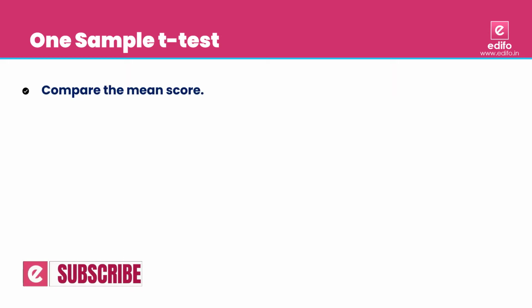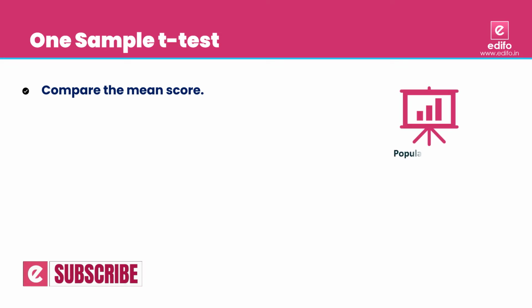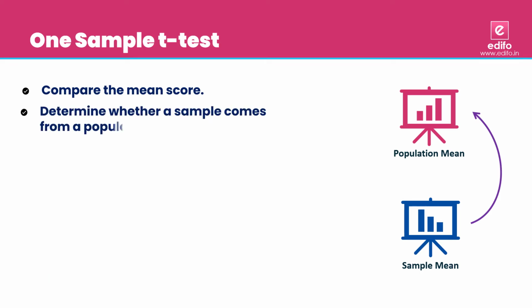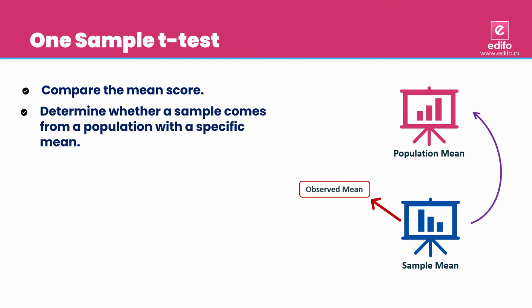One-sample t-test is one of the very commonly used parametric tests. The one-sample t-test is used to compare the mean score of a sample with a known value, and it is usually the population mean. That is, one-sample t-test determines whether a sample comes from a population with a specific mean. Here, the sample mean is the observed average and the population mean is the expected average.